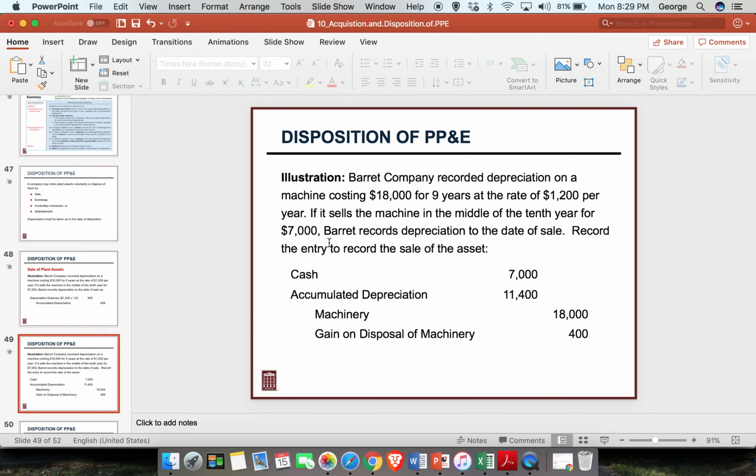Now we're going to take this machinery off the books. I received cash of $7,000. Accumulated depreciation on the old machine was $11,400, so it's almost fully depreciated. Machinery we can credit for the $18,000 cost, and then we end up with a gain of $400. If this was the last one you put in, you'd see you're off by $400, and that's normally how that works. That can be plugged in.